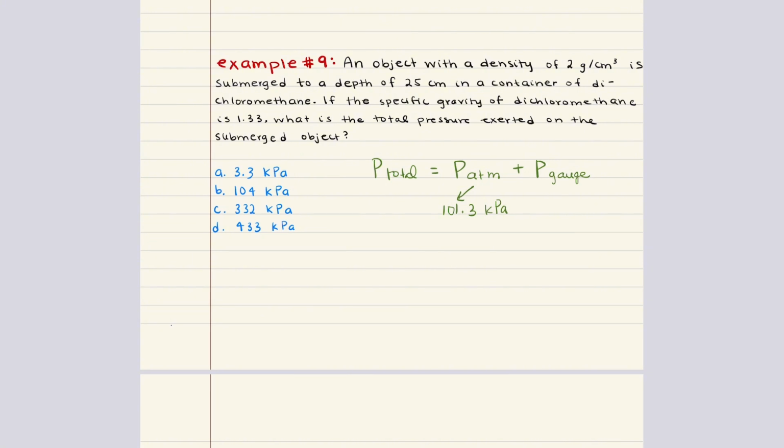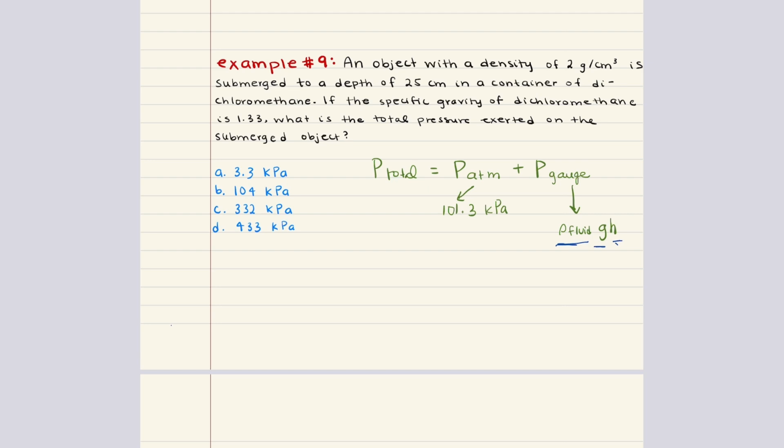We have that value. What we want to calculate is the gauge pressure. We're not given that directly. This is going to be equal to the density of the fluid multiplied by the acceleration due to gravity multiplied by the depth that the object is submerged. Now, we have the acceleration due to gravity, that's just a constant, and we know the depth that the object is submerged, 25 centimeters or 0.25 meters.